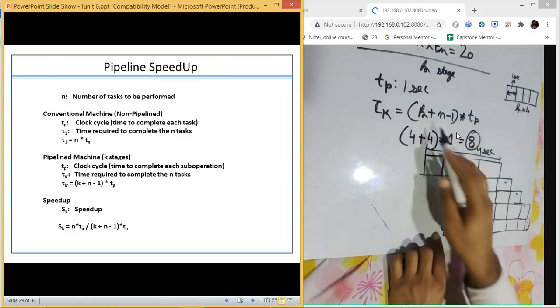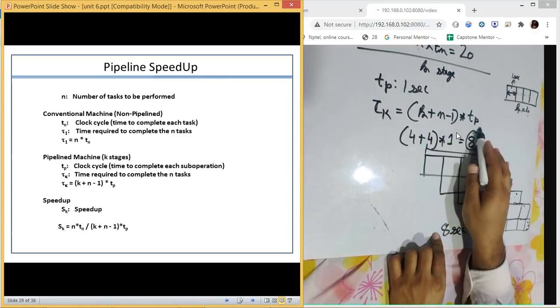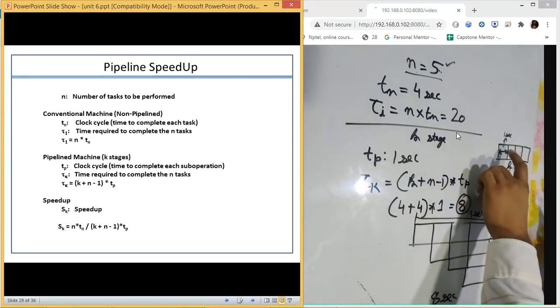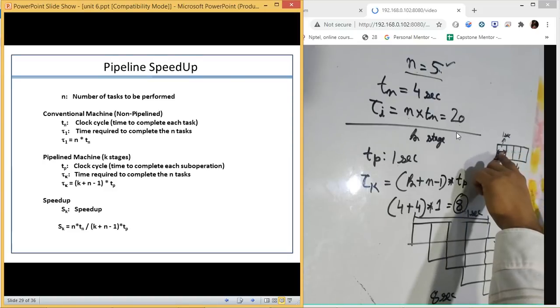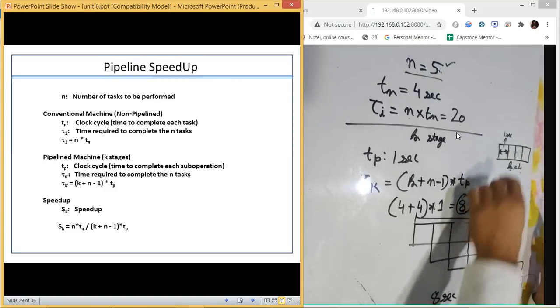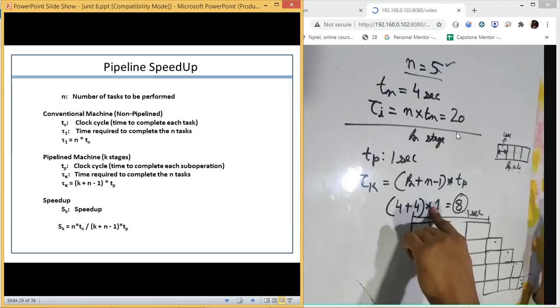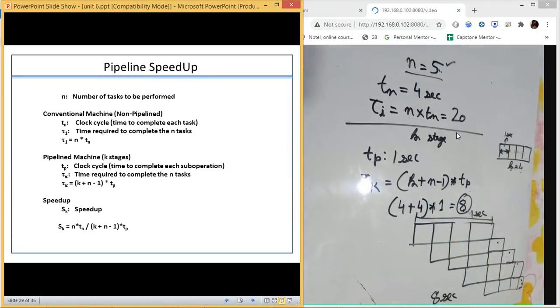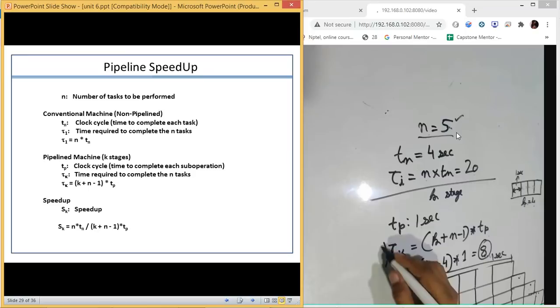So the simple formula is k plus n minus 1 into Tp, where Tp is the time we take to execute a single instruction, a single subpart. If we are taking 2 seconds here, then it will be multiplied by 2. If it is taking 0.5 seconds, then it will be multiplied by 0.5. So this is the simple formula to calculate the time for a pipeline.